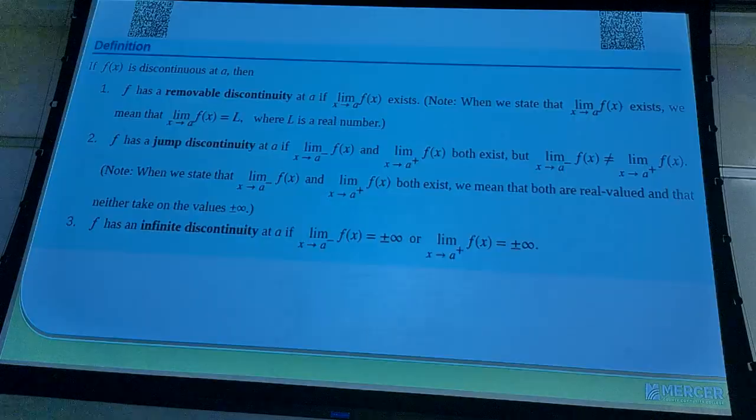Yes. The graphs like 1 over x or tangent x are like both a jump and infinite discontinuity. It would not be a jump. So for jumps, the one-sided limits have to exist. Okay, so infinity counts as non-existing. If it's infinite, it doesn't exist. We just use infinite to give us a better explanation of what's going on. Okay, thank you.